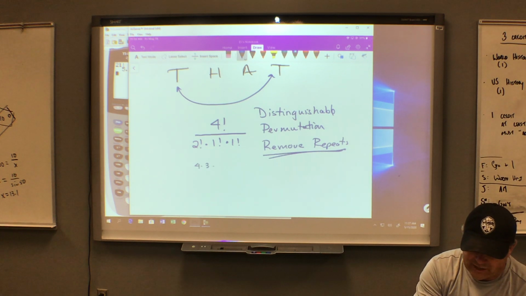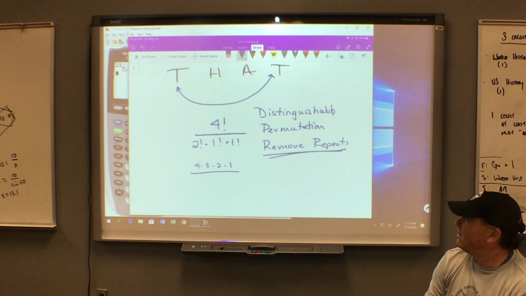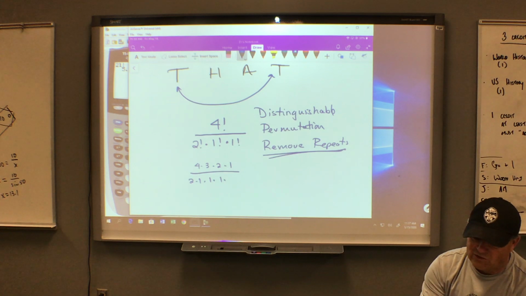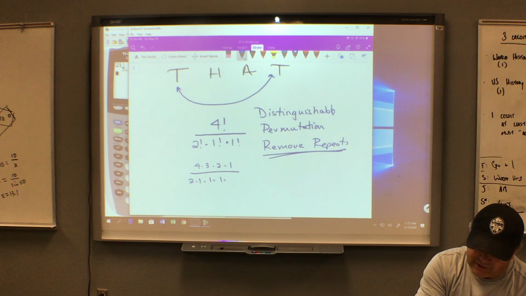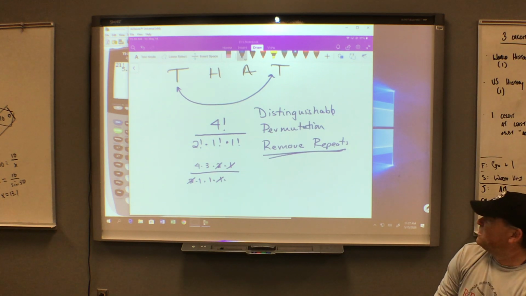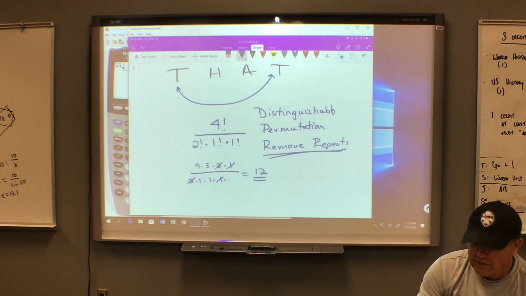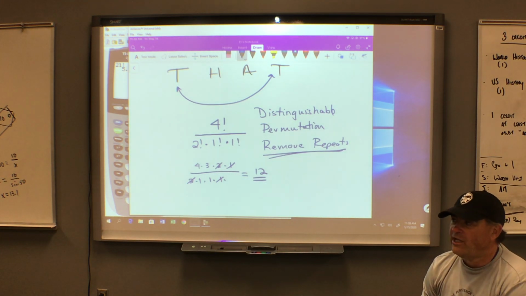4 times 3 times 2 times 1, if you want to write it out longhand. 2 factorial is 2 times 1. 1 factorial is 1, and 1 factorial is 1. And you could do something like this. Well, that 1 cancels, that 2 cancels. And ultimately, you end up with 4 times 3 over 1. There are 12 distinguishable permutations.